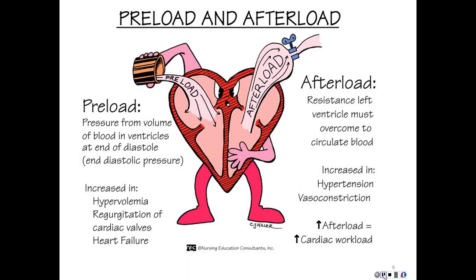Preload basically is pressure from the volume of the blood in the ventricles at the end of diastole, end diastolic pressure. Now, where have you heard that before? As we were talking about the pulmonary artery catheters, we're measuring end diastolic pressure. Preload can be increased in hypervolemia, regurgitation of the cardiac valves, and heart failure. It can be decreased if we have a hypovolemic state. That can be an actual hypovolemic, or it could be third spacing, where there's not fluid in the vascular space, but fluid out in the peripheral areas.